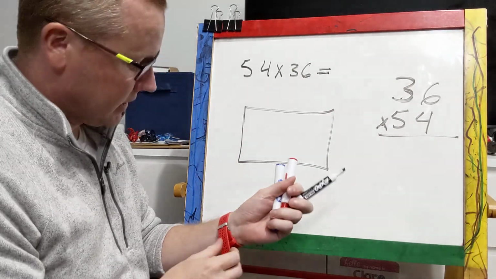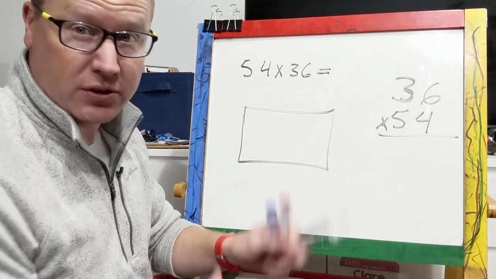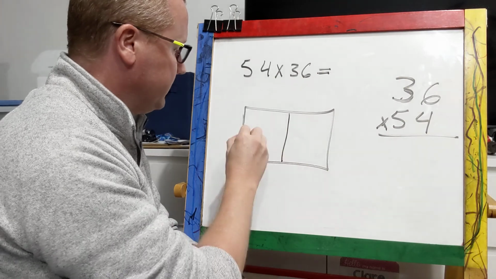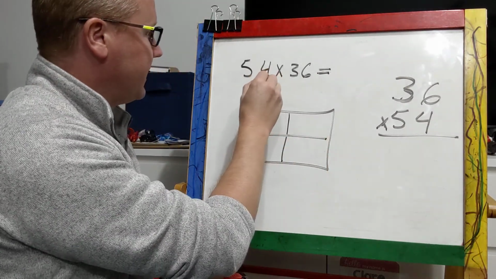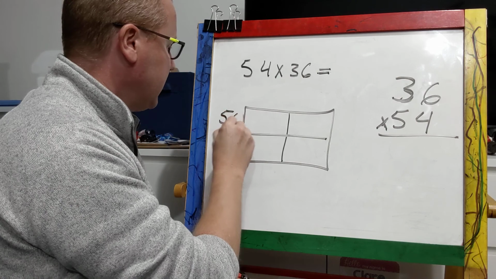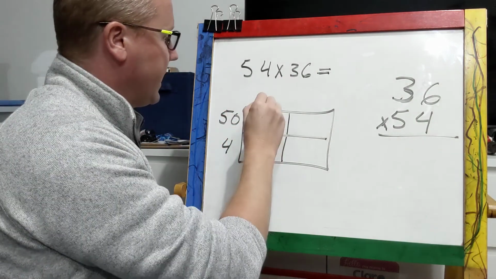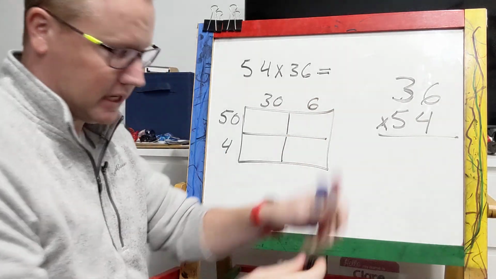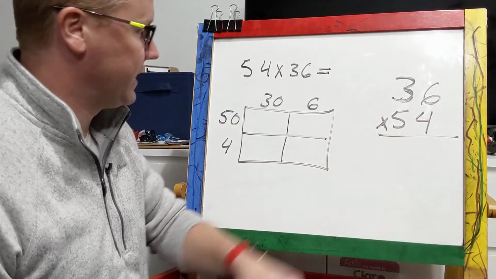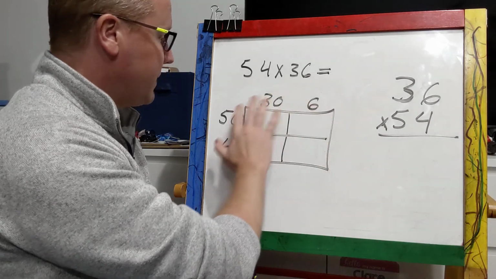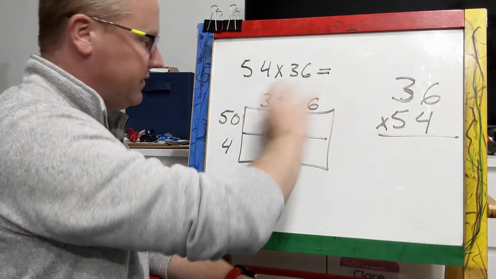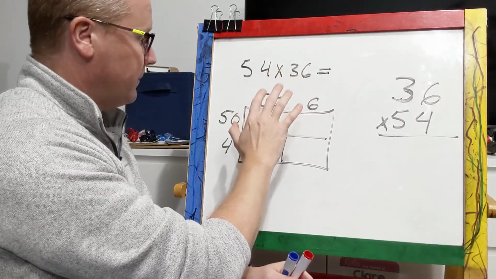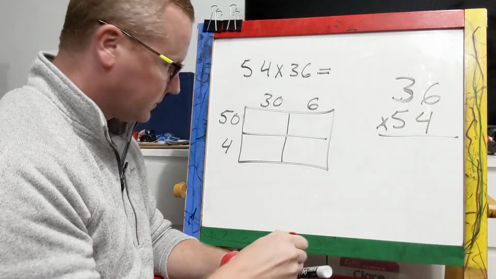I'm gonna go through the numbers a little bit fast, because you guys are pretty good at that. We divide it up into our sections, and I have 50 and 4 and 30 and 6. I'm going to use different colored markers here to show you how it relates over here. But I broke it up, and over here I have 36 times 54. It doesn't really matter because remember, in multiplication, you can switch these two numbers. So let's start over here.